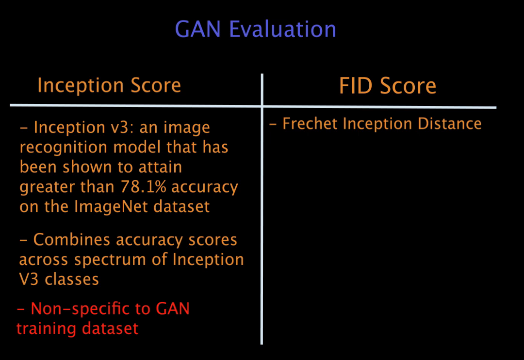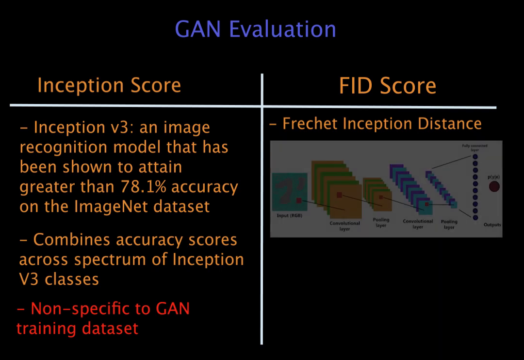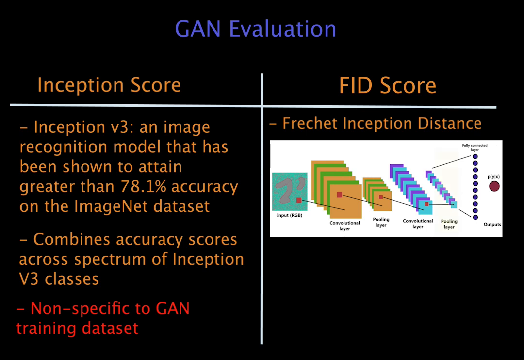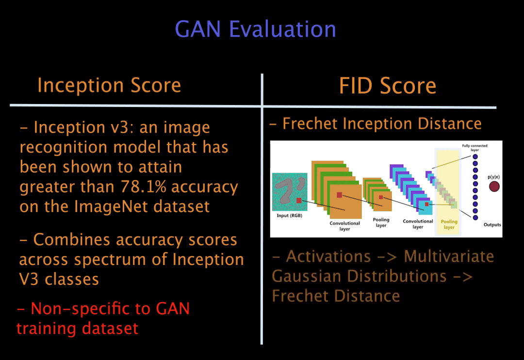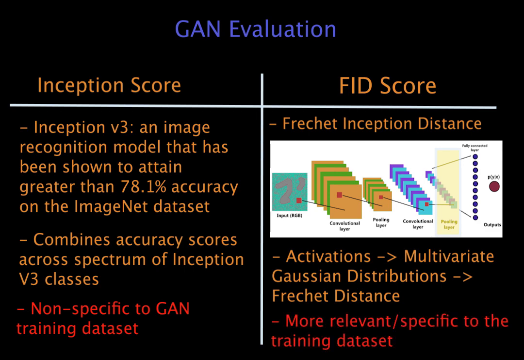The FID score utilizes the Inception v3 model, but not for its classification outputs. Rather, the activations of the final pooling layer in the Inception v3 are obtained for both the input and generated images. These activations are summarized as Gaussian distributions and then evaluated using the Frechet distance. This process improved upon the inception score by providing a more relevant and specific metric to the data distribution the GAN was trained upon.